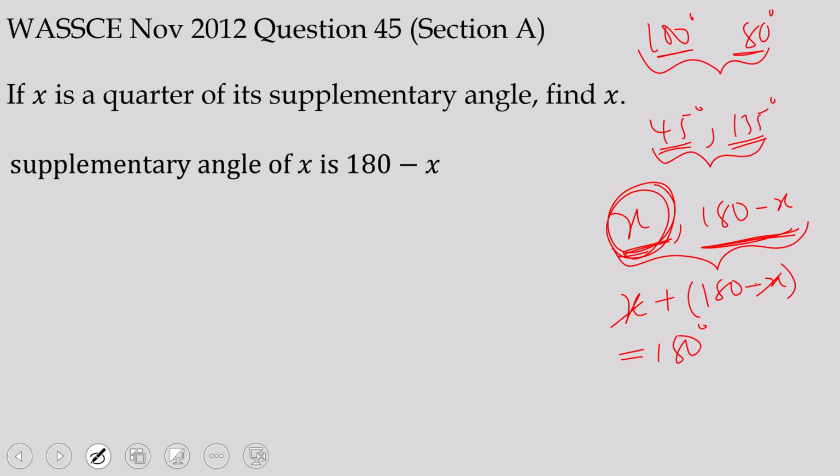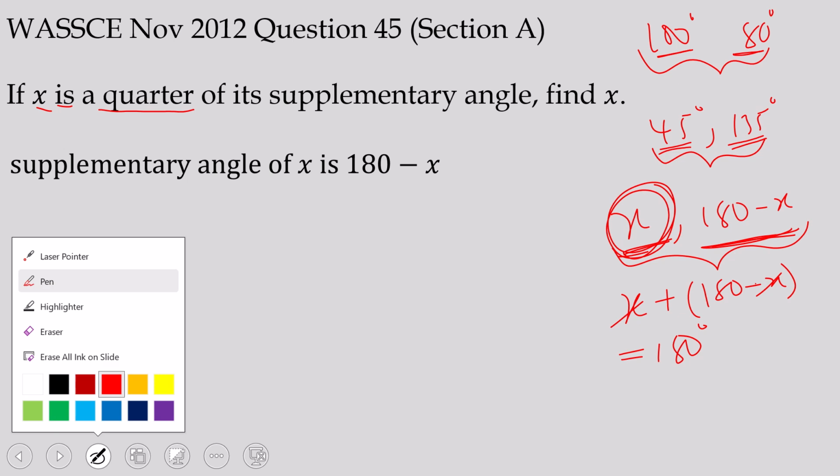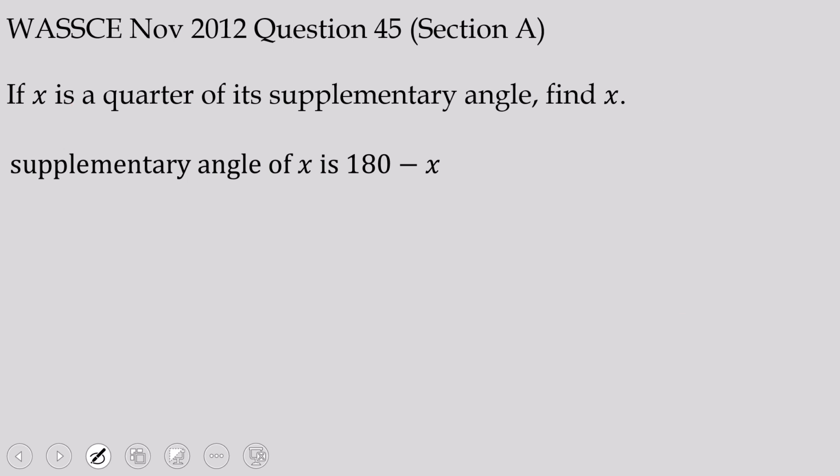And now it is saying that the x is a quarter. A quarter means 1 over 4. A quarter of its supplementary angle. So if I am to write that statement, it is supposed to be like this. So x is equal to, okay, so x is a quarter of its supplementary angle. So of its supplementary angle is this. So this is how you write it.